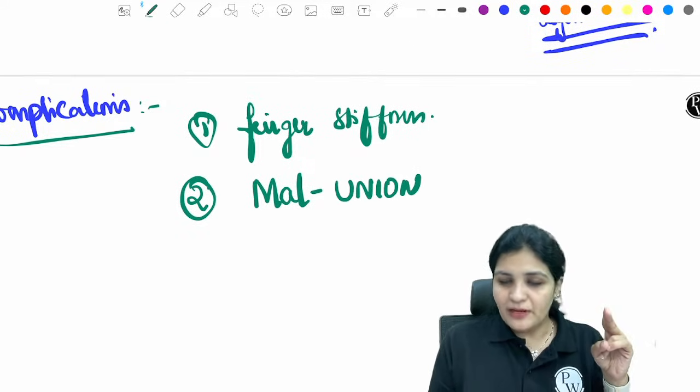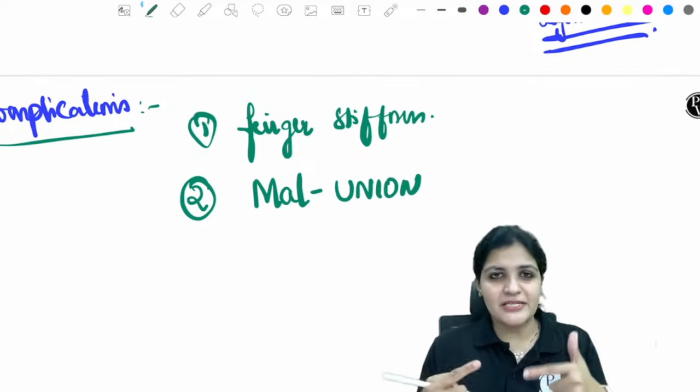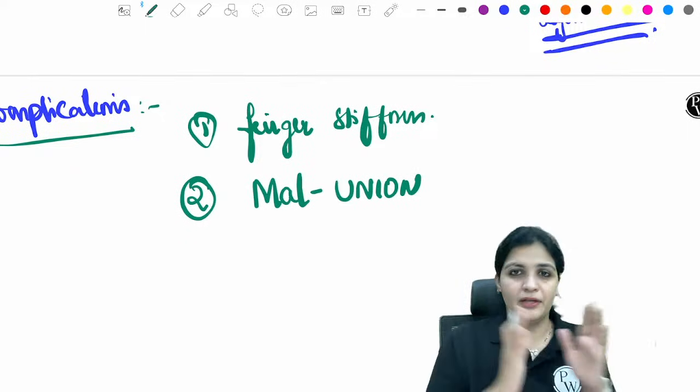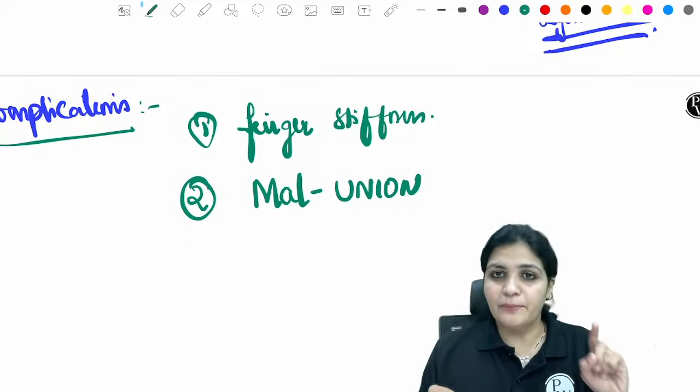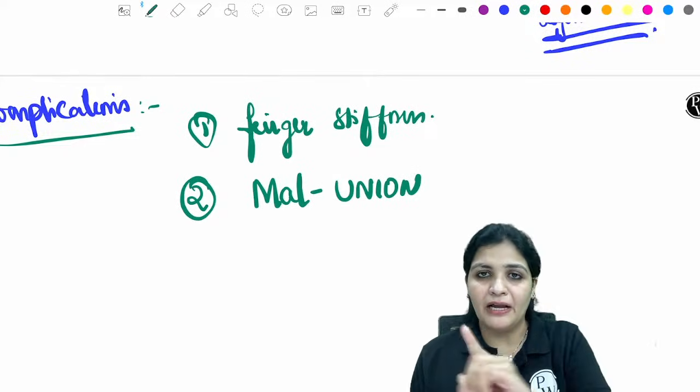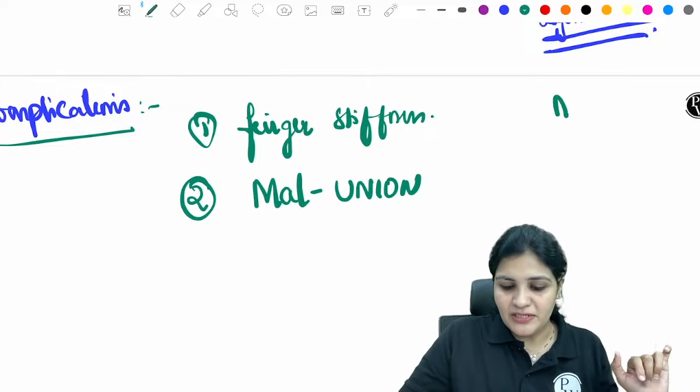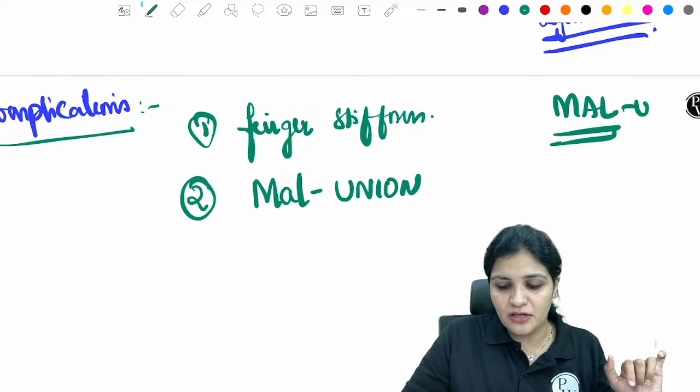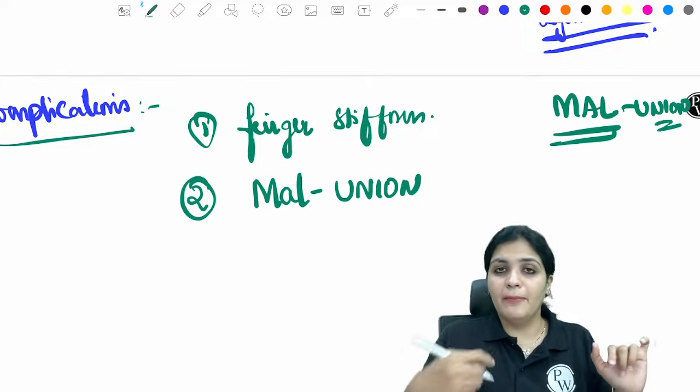Malunion. So now as we go on with the fractures, you are listening to these words, right? The malunion, the non-union and all. So you have to remember this. They will ask you in the question, which of the following fractures result in malunion? So Colles is one such fracture which is known for its malunion.